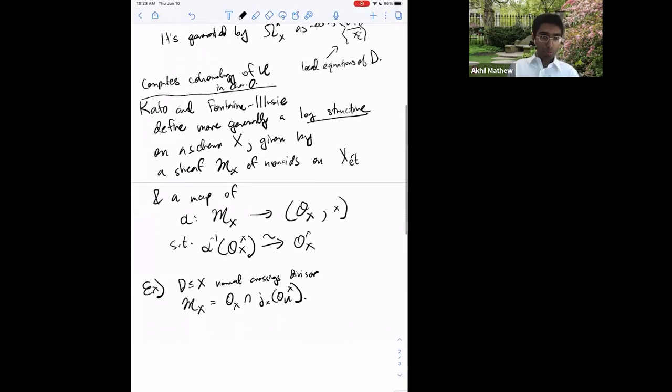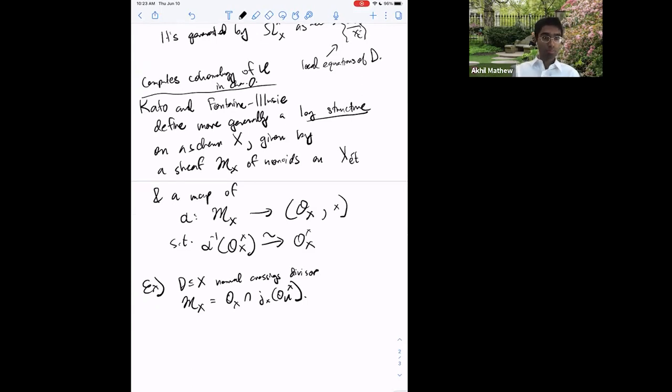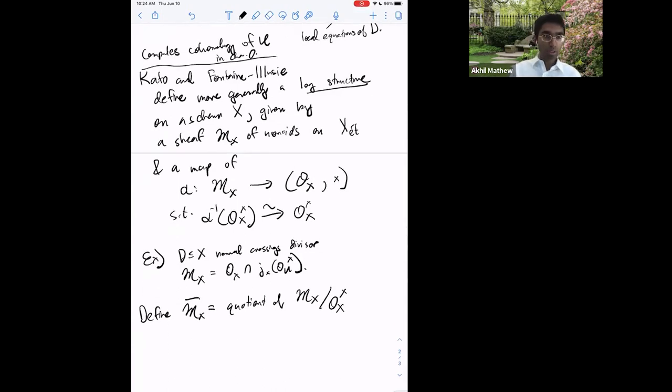I want to fix some notation here for further on. If we have a log structure, we also define M_X bar to be the quotient of M_X by O_X cross. This is measuring the non-triviality of the log structure. Usually we're going to be in a setting where O_X cross is acting freely on M_X. So this is again a sheaf of monoids.